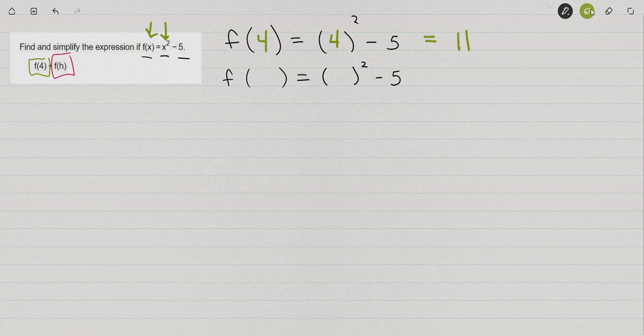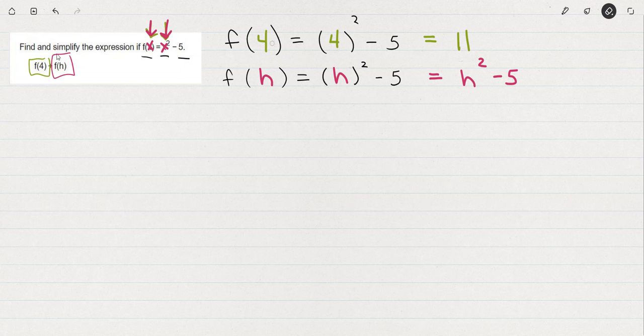And then let's do the same thing with h. f of h equals h squared minus 5. Notice that I'm going to replace each of the x's with h. And what does that give us? It gives us an h squared minus 5.